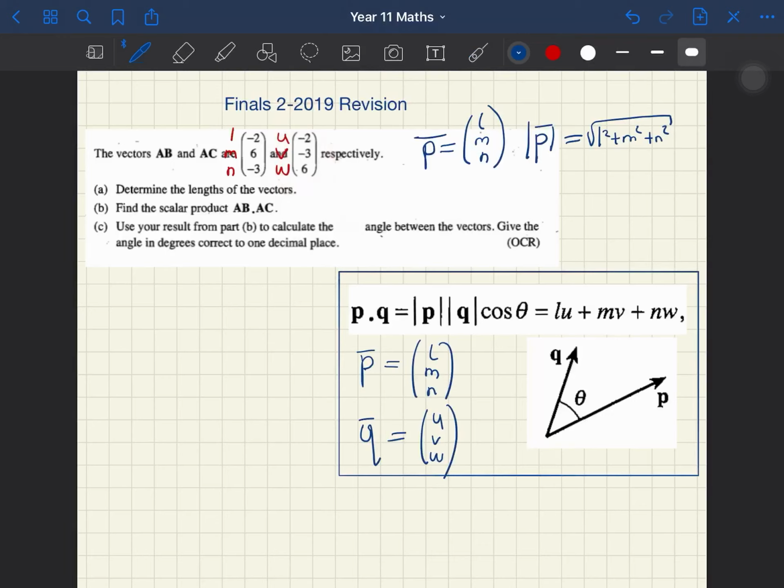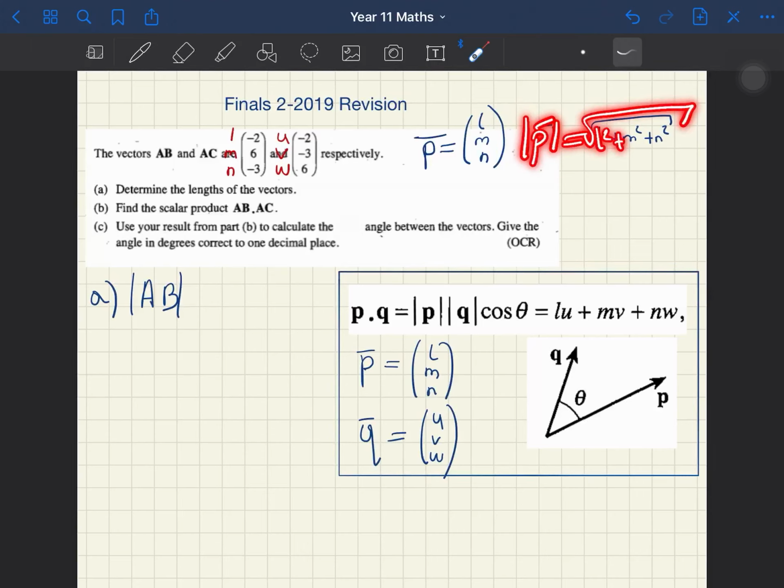Let's do it. So first we have to determine the lengths of these vectors. We have to determine how long is AB and how long is AC. So for the magnitude of vectors, I have a formula here. If you have a vector with components L, M, and N, then the magnitude of this vector is the square root of L squared plus M squared plus N squared, like this.